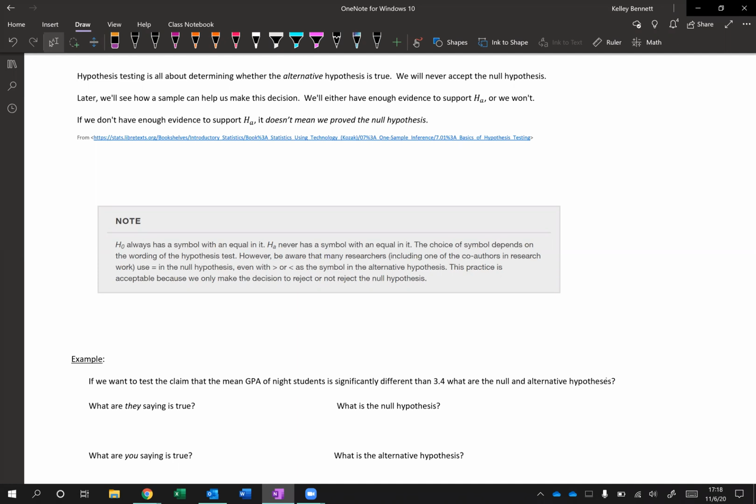I think in a lot of cases, we kind of just default to using equal in the null hypothesis, even if we have an inequality in the alternative hypothesis. And that's fine.